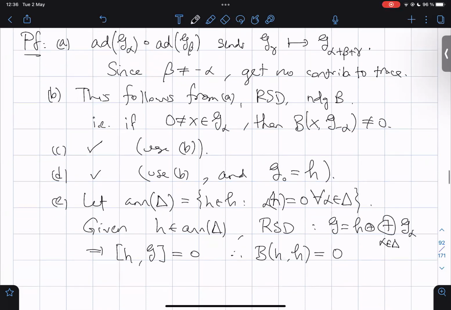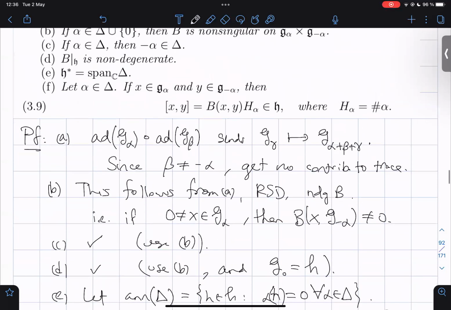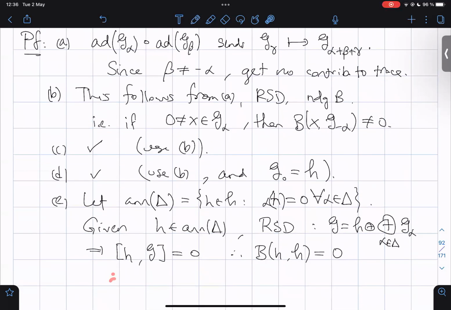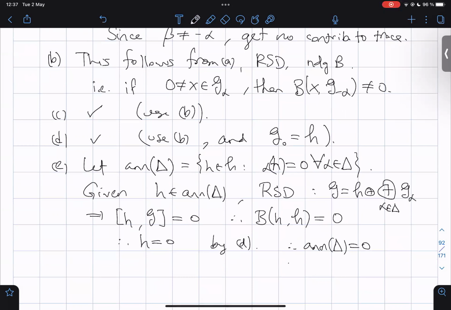But we just showed that this form is non-degenerate on H. So therefore, H is equal to 0 by D. So therefore, the annihilator is 0, and therefore the span of all these guys is all of H star. So, nice application of just root space decomposition.